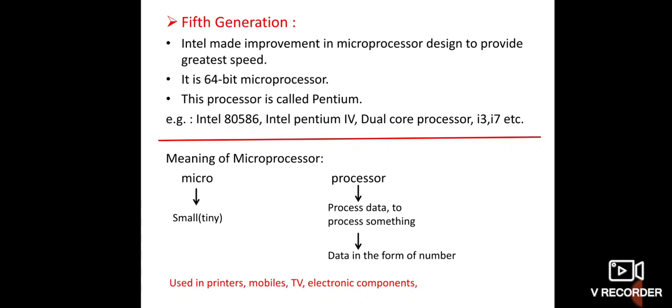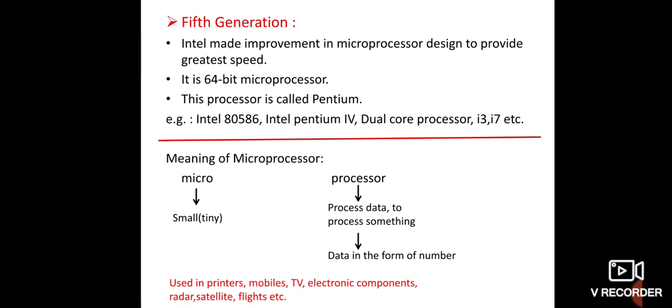Microprocessors are very commonly used, like in printers, mobiles, TVs, in all the electronic component devices. Microprocessors are also used in advanced techniques like radars, satellites, flights, etc. Therefore, the size of the microprocessor is very small. So the application of the microprocessor is increasing due to large scale integration of devices.